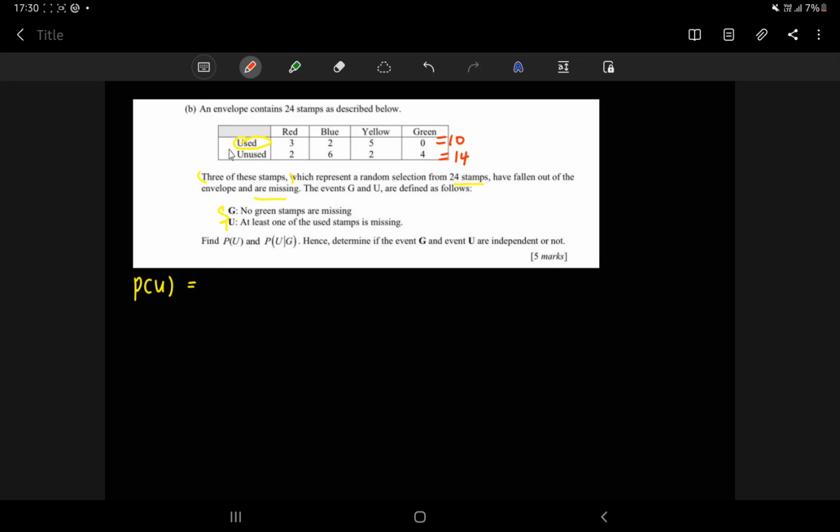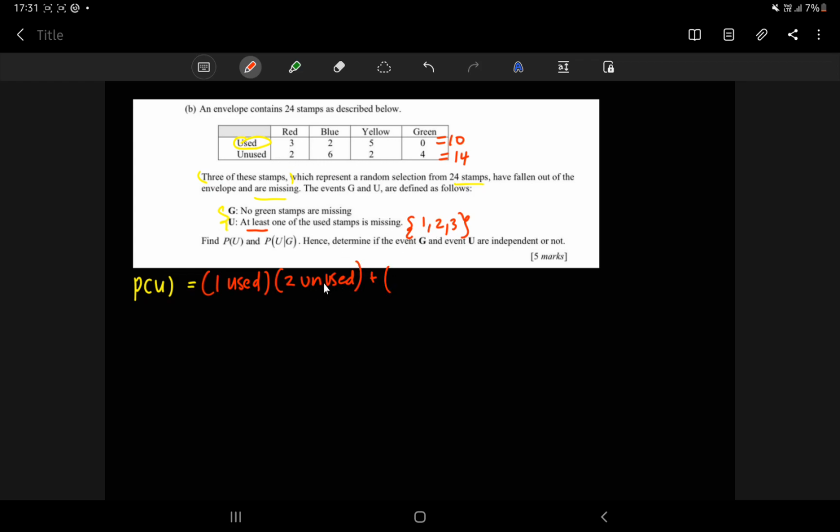So at least one of the used stamps missing means one used missing or 2 unused missing. So it is 3 missing, right? 1 plus 2 is 3 missing. So 1 from the used and 2 from the unused are missing. Because it is at least once, at least once means 1, 2 or 3. So maximum 3. Minimum is 1. So it cannot be 0.